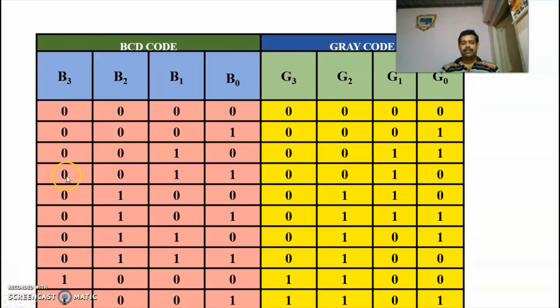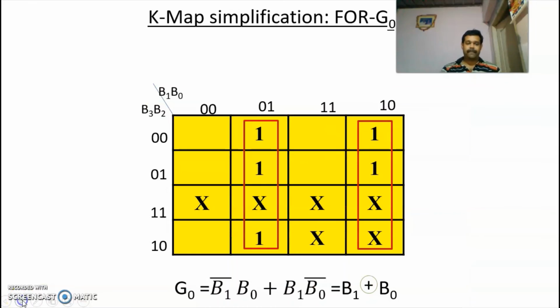Okay. So here for this input we are considering only the states from 0 to 9. So when you take the decimal value of this, this is 0, this is 1, 2, 3, 4, 5, 6, 7, 8, 9. For 10, 11, 12, 13, 14, and 15, you put don't cares.